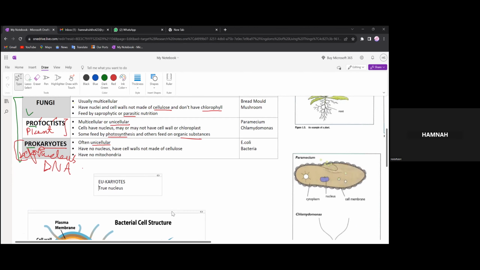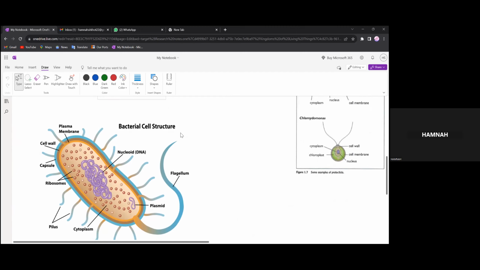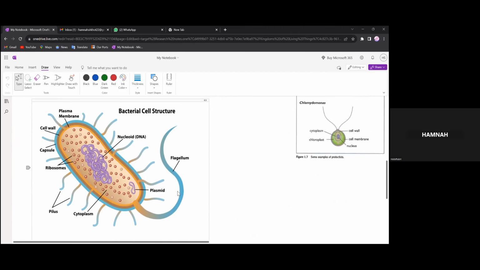Okay, these were the diagrams, and I showed you bacteria. What does the flagella do for a bacteria? It helps it to move. Yes, it helps it to move and to swim. To move and swim, right?